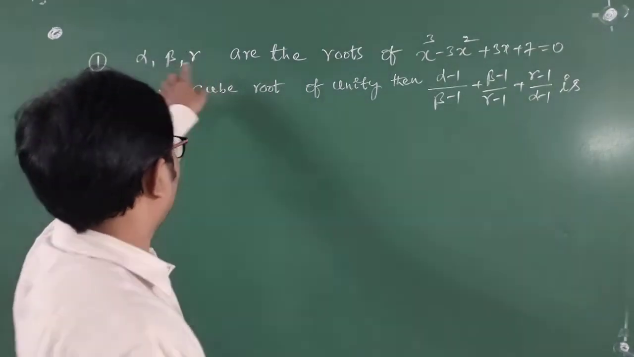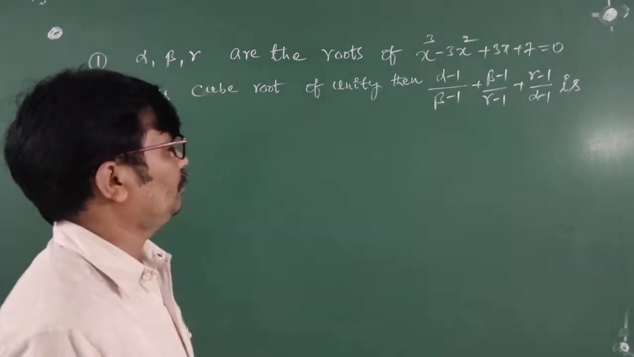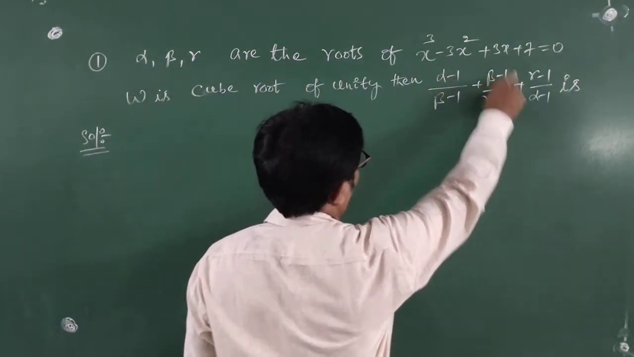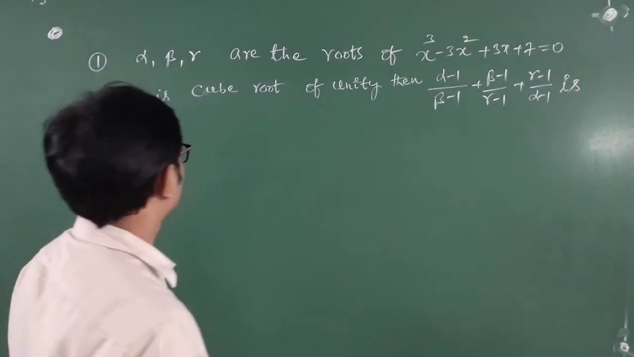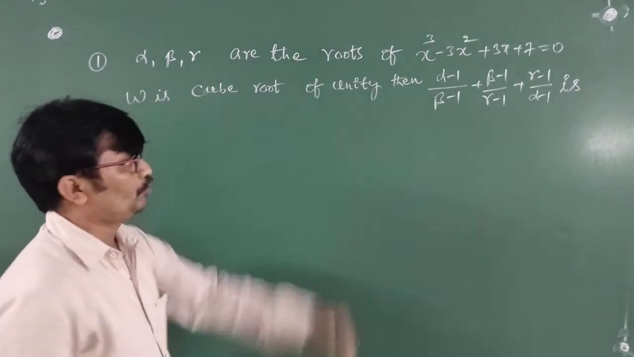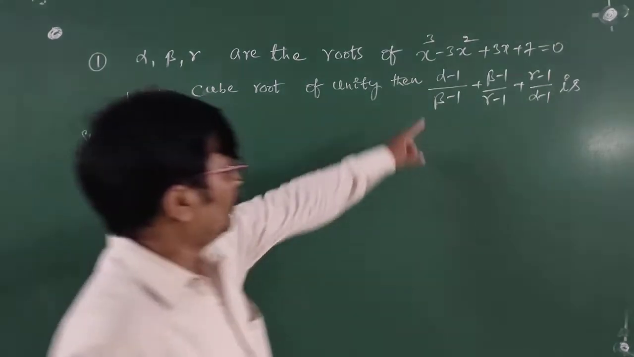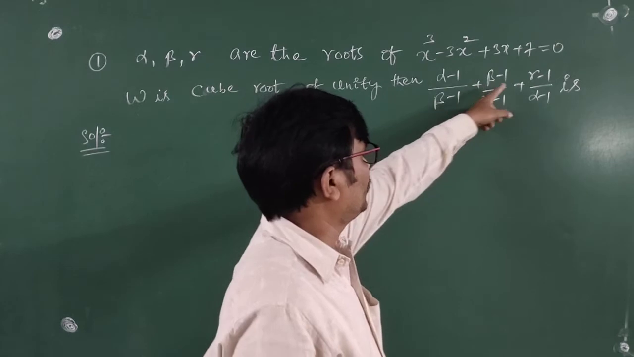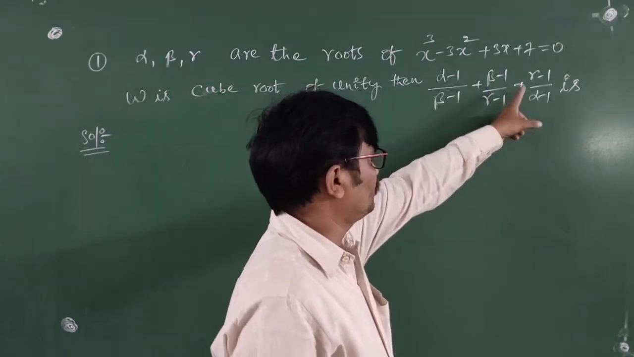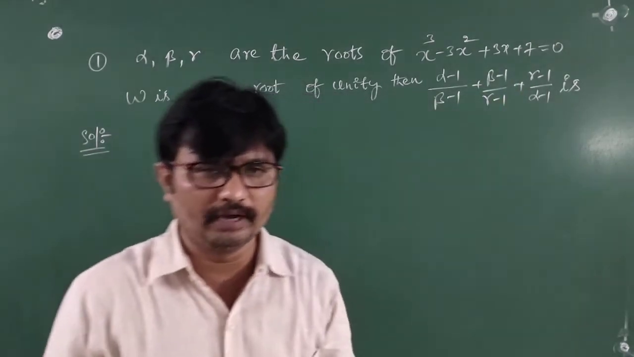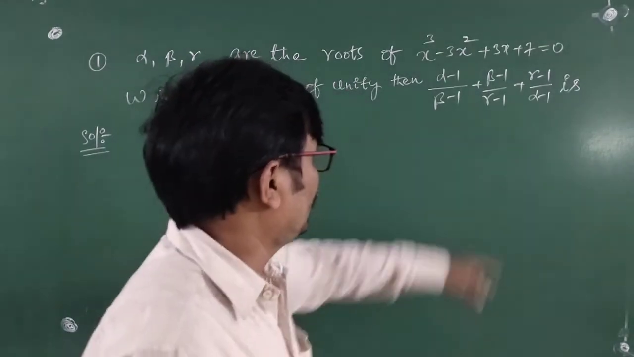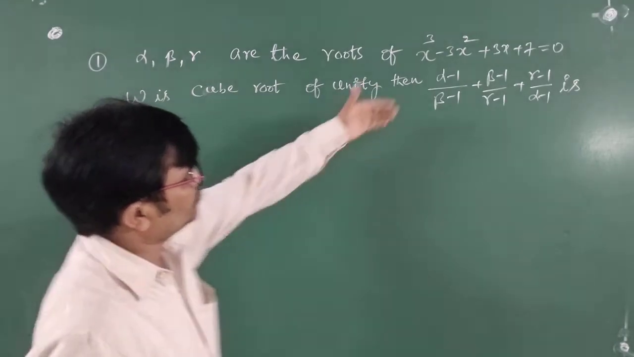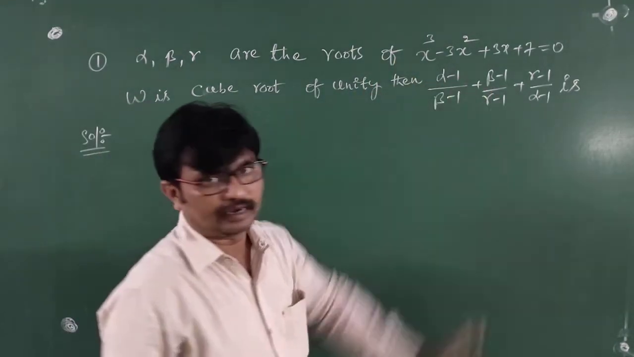Alpha, beta, gamma are the roots of x cube minus 3x square plus 3x plus 7 equal to 0, and omega is the cube root of unity. Then find the value of (alpha minus 1)/(beta minus 1) plus (beta minus 1)/(gamma minus 1) plus (gamma minus 1)/(alpha minus 1).